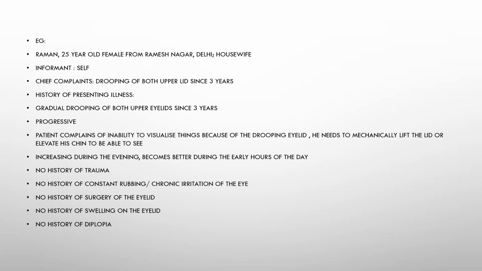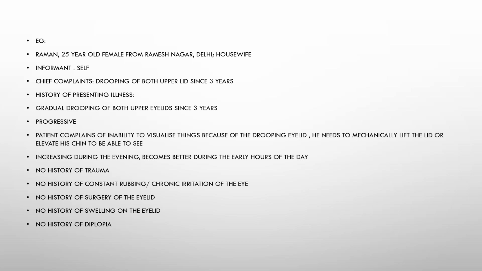If it is self in an adult, that's good. But in a child, you have to make sure that the history is taken from somebody who really knows what is going on with the child. Then, okay, she's complaining of drooping of both upper lids since 3 years. All right. On the history of presenting illness, she says that it's been gradual, it is progressive, and it is so severe that she is not able to visualize things because of the drooping eyelids, and she needs to elevate her chin to be able to see.